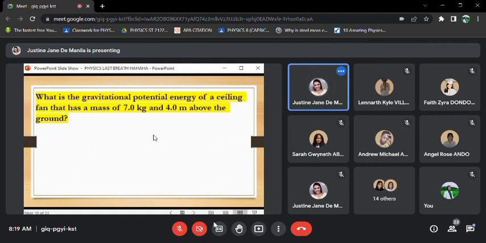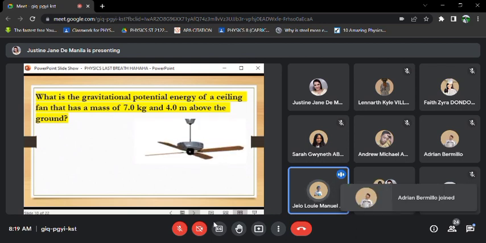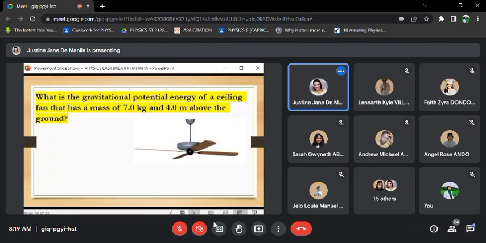Okay, I will call someone. Jello Louie, can you read the problem? Jello? Yes, ma'am. Okay. What is the gravitational potential energy of a ceiling fan that has a mass of 7.0 kilogram and is 4.0 meter above the ground? Okay, thank you, Jello.